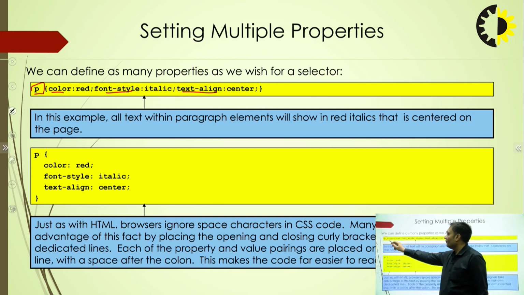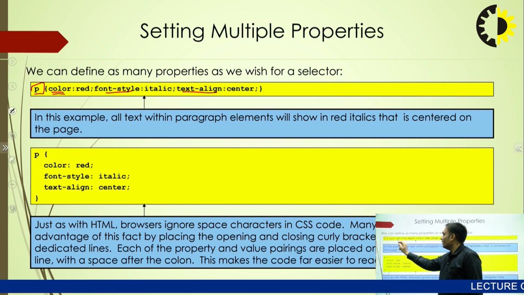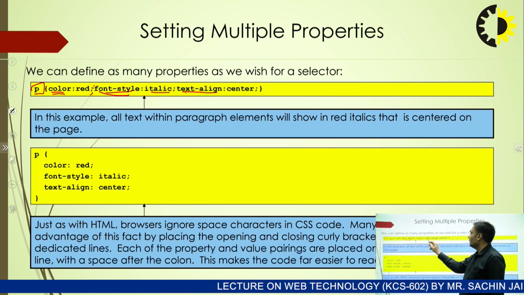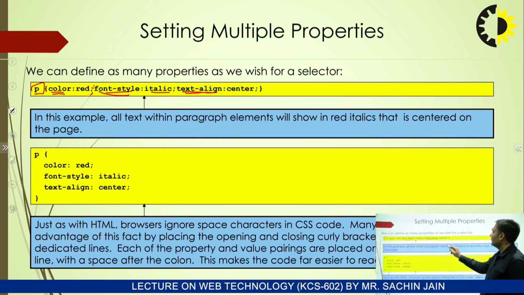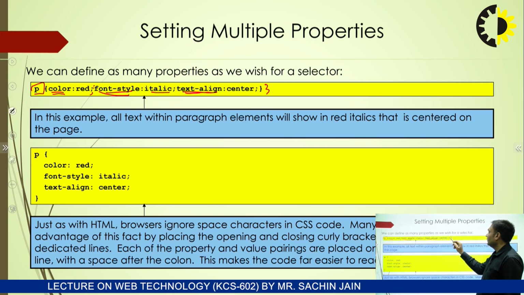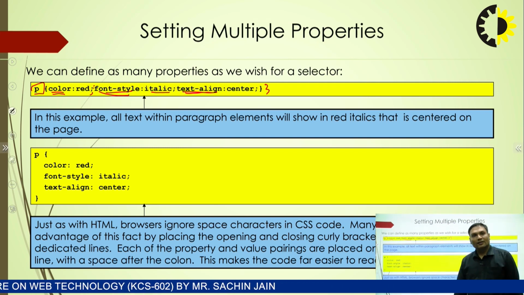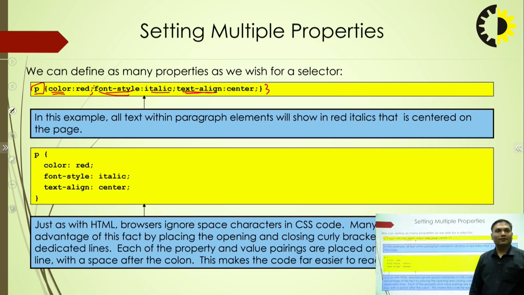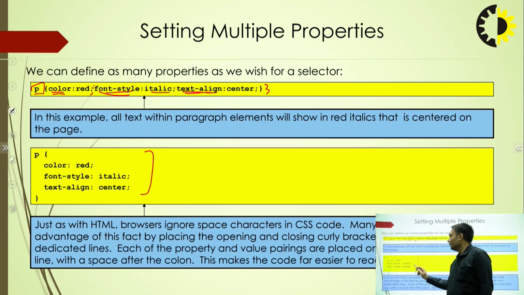this: P is the element, curly braces, property, colon, value, then semicolon. Second property is font style, then colon, the value, it is italic, semicolon. Then third property is text align, colon, center, semicolon, then curly braces, close. So not a single property, we can apply multiple properties as well inside the HTML elements, whether it is inline CSS, internal CSS, or external CSS. So in external CSS as well, we can write a style rule like this.